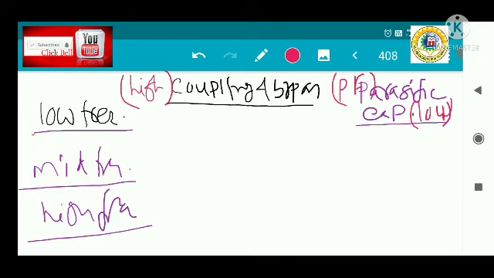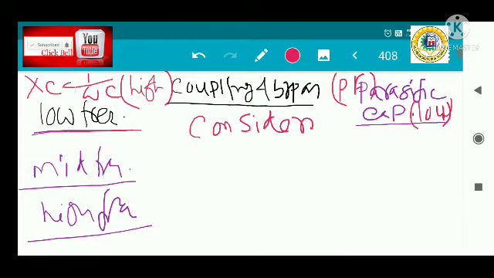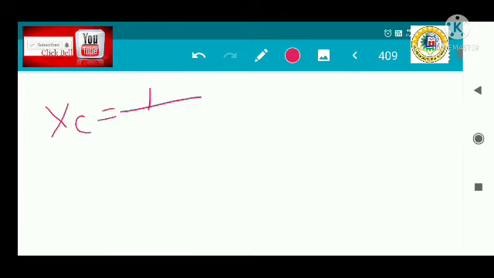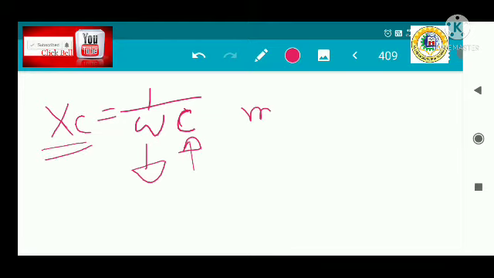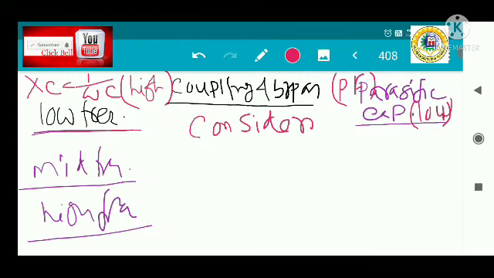So at lower frequency, the reactance offered by the capacitance is 1 by omega C. At low frequency we can consider these coupling capacitances. Why? Because omega is low, so XC equals 1 by omega C, but the capacitance is not low, it is high, so this value is moderate, so we can consider this value. That's why we have written that we can consider this value at low frequency, but this parasitic capacitance is open.